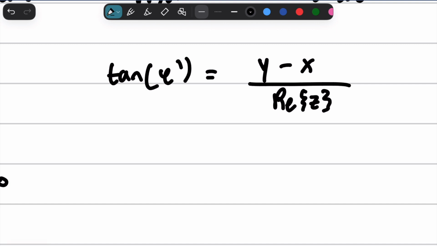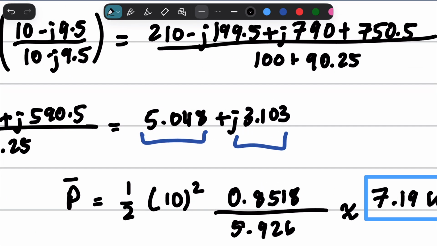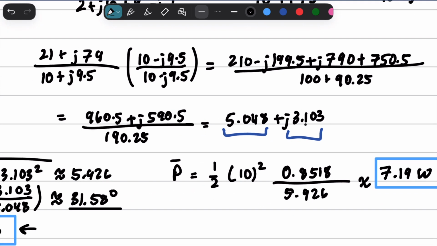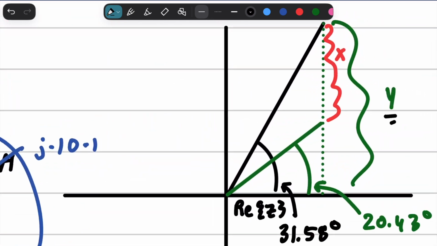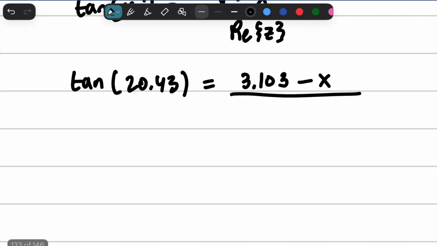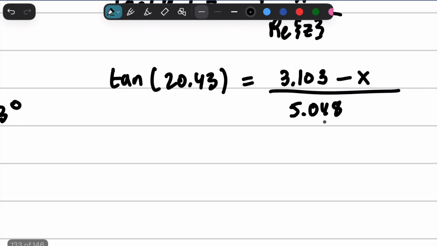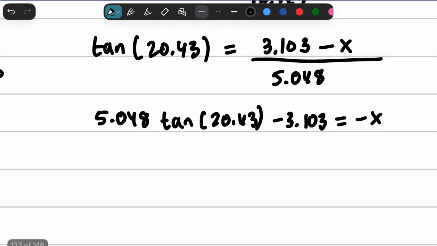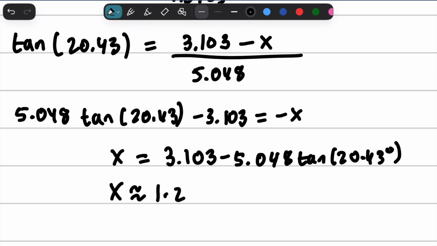And if we plug all of those things in, we get tangent of the new phi, which is 20.43, equal to 3.103, because we found that our y portion of the impedance is 3.103 right here, and we are going to subtract that x, because that's what we want to find, and divide it by the real component of this impedance. And the real component is 5.048. And once again, it's just an algebra thing. I'm going to multiply both sides by the real component, subtract, etc. So let's go ahead and do that. And because we have this negative sign here, we're going to divide by a negative. And we get that x is about 1.22.